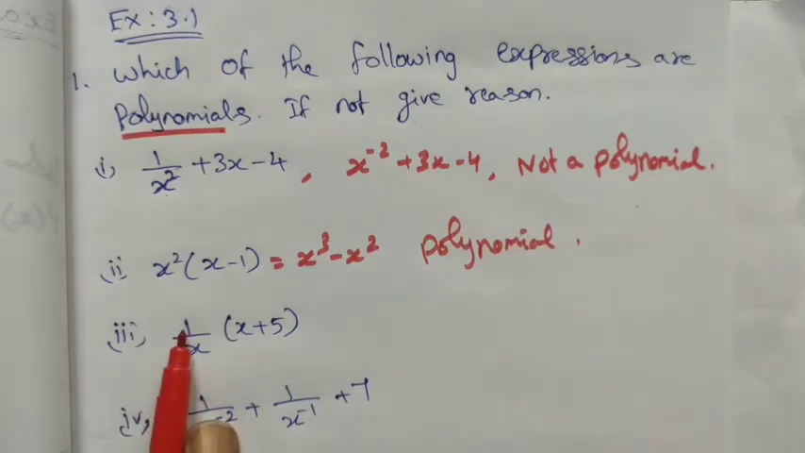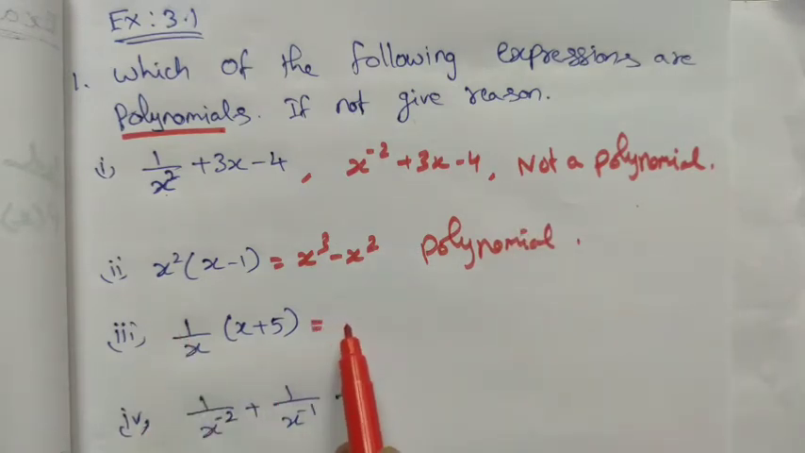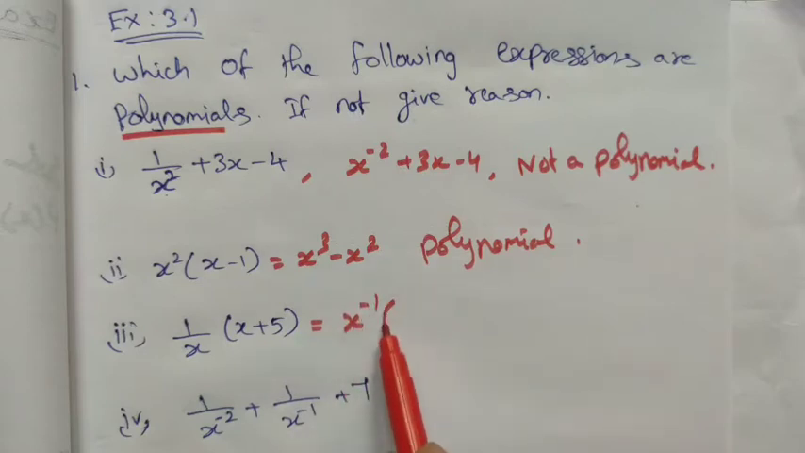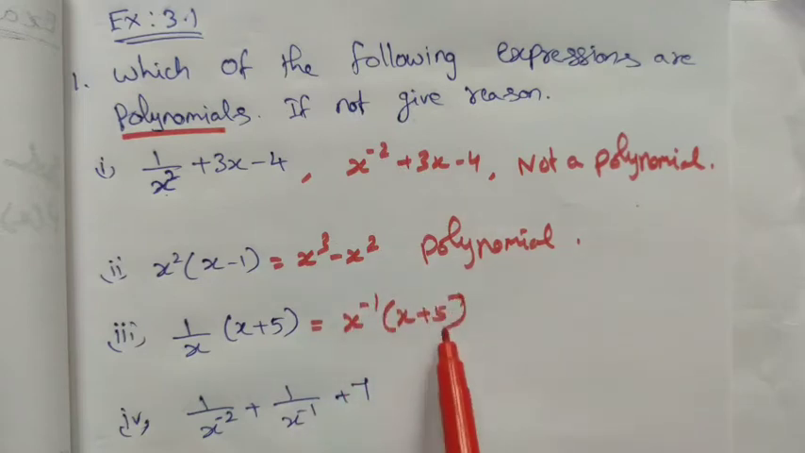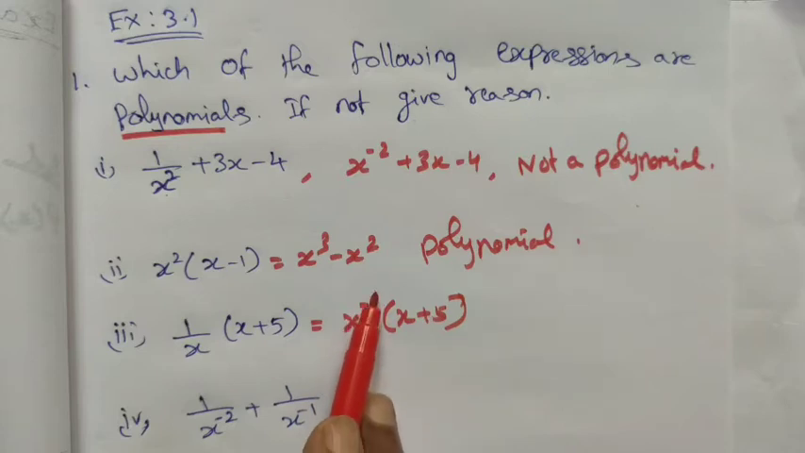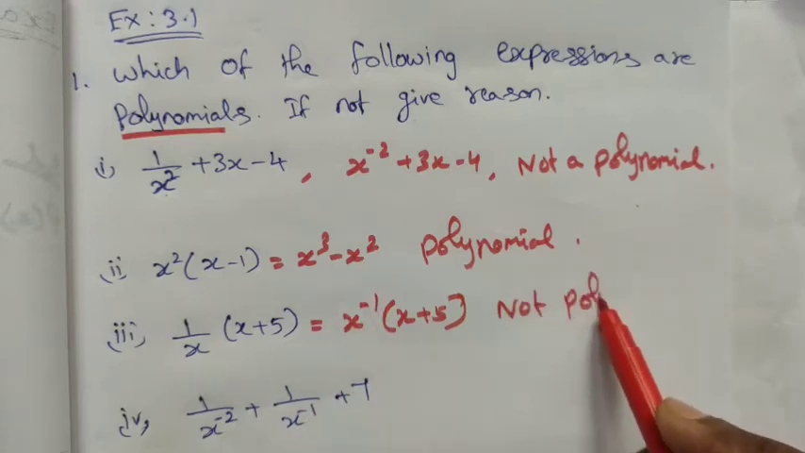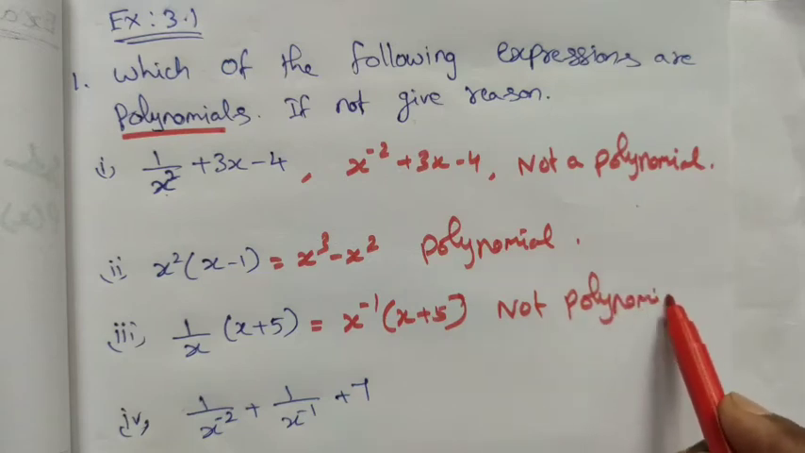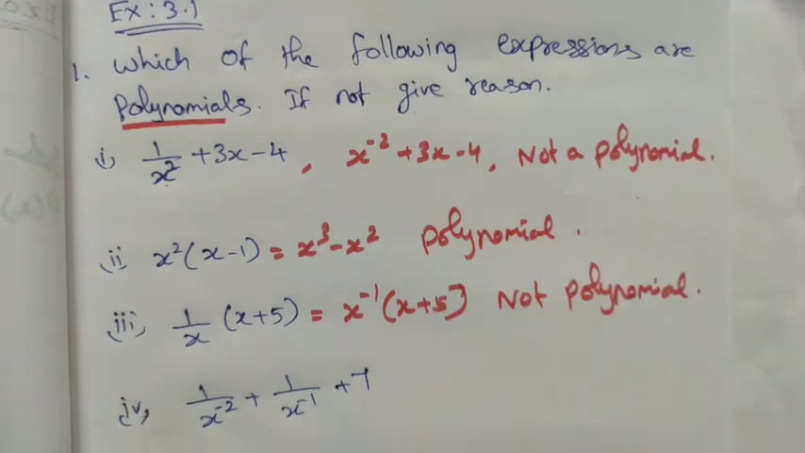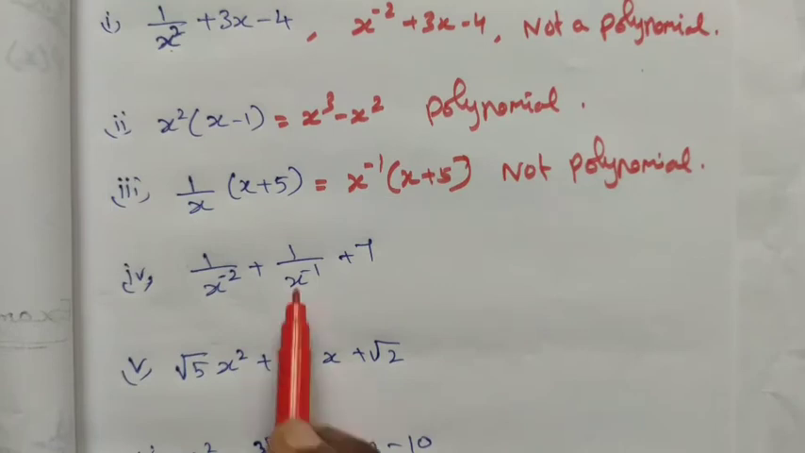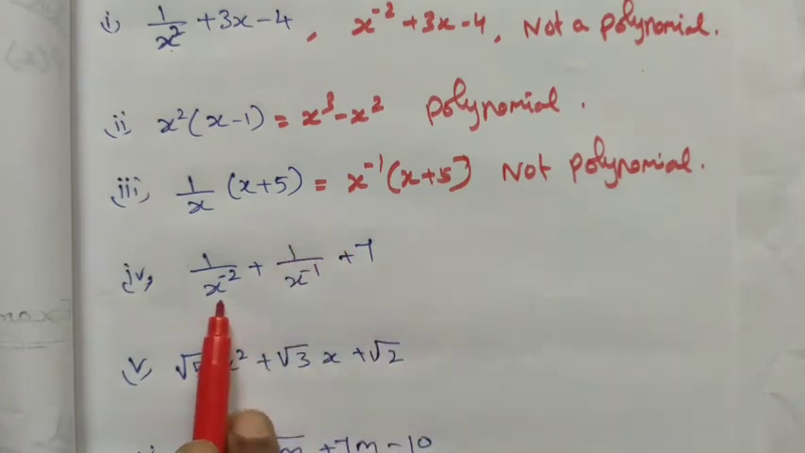Third one, here we have 1 by x. It can be written in the form of x power minus 1 plus pi. So here we have the power as a negative number, so it is not a polynomial. The third Roman number is not a polynomial. Let's see the fourth Roman number.